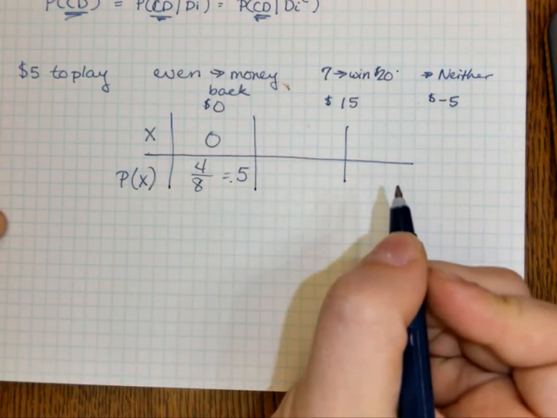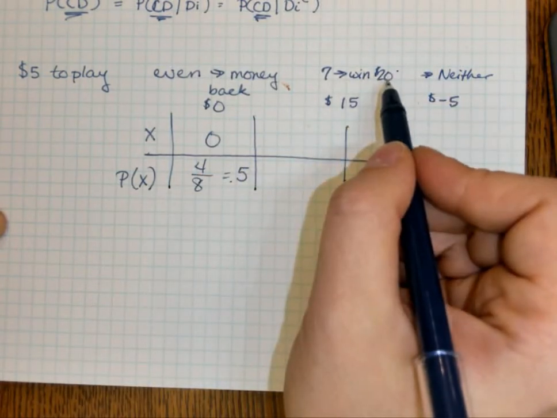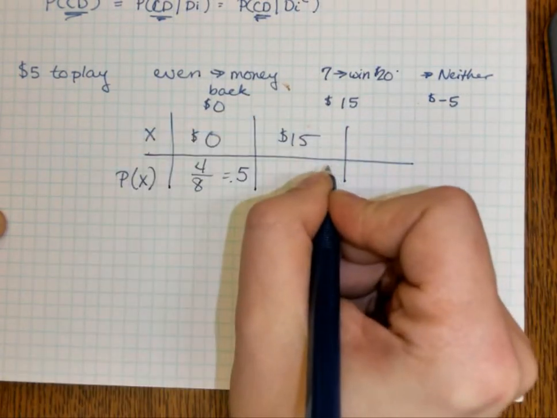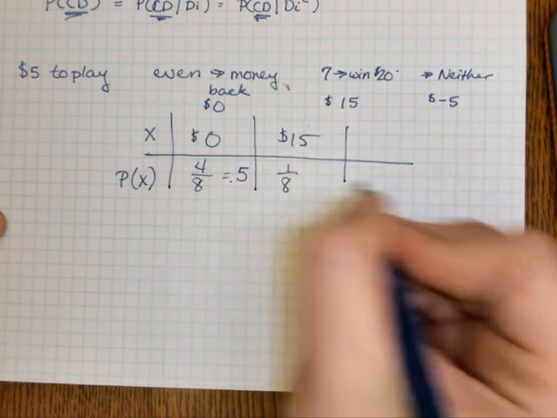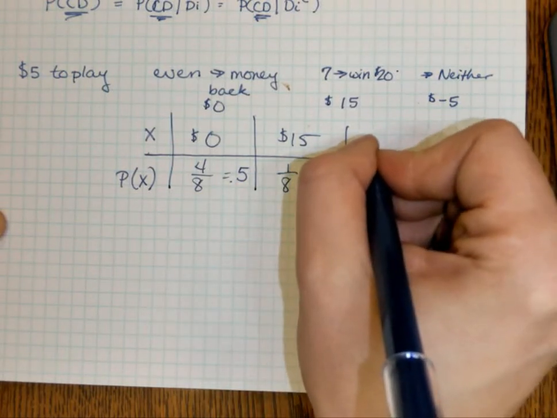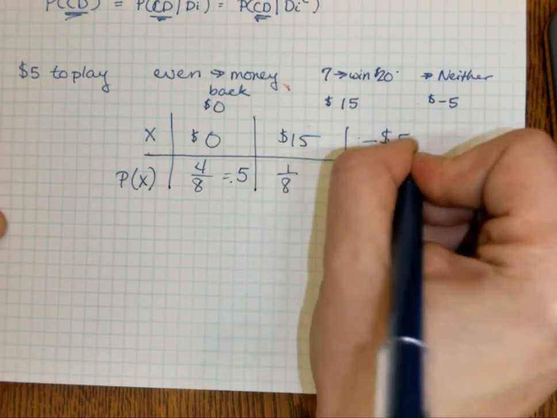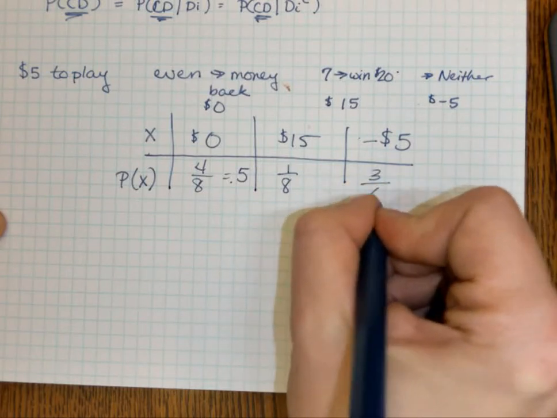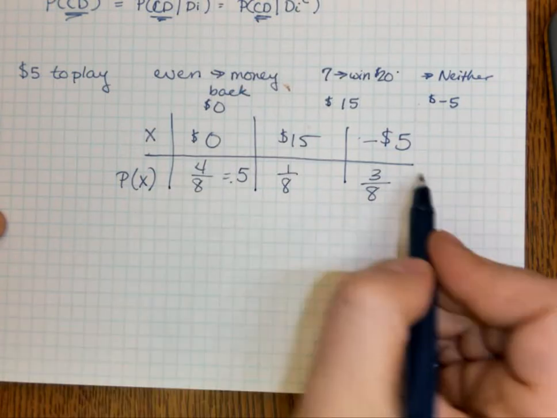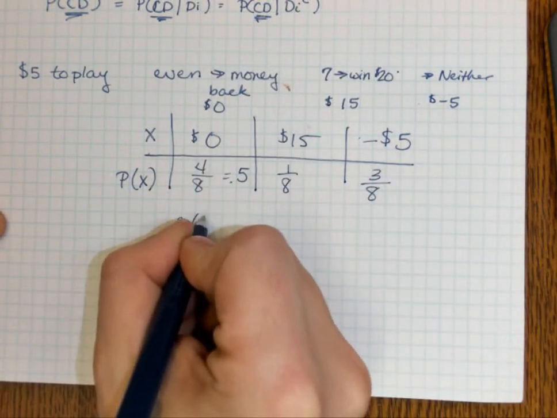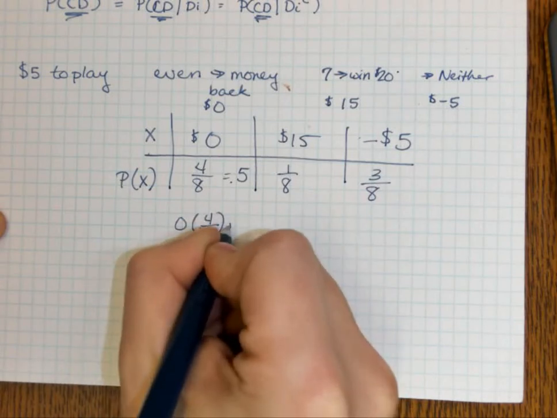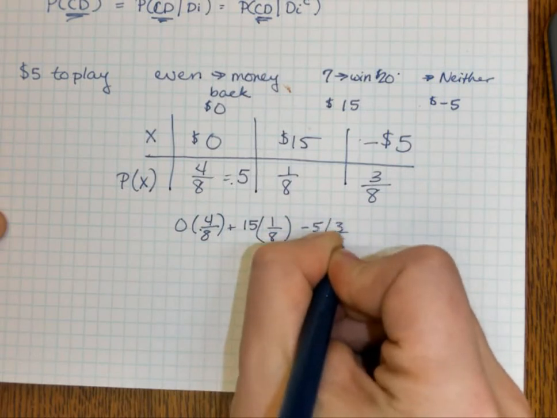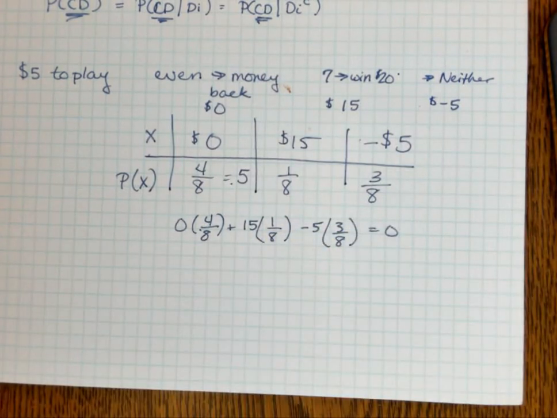Or 0.5. If it is a 7, I win 20 bucks. So that means I come back with $15. So how many of them are 7s? 1 out of 8. And that leaves me to walk away in the red with less money than I started with. How many 8s are left? 3. So to find my expected value, you can either type that into your calculator or say 0 times 4 8ths plus 15 times 1 8th minus 5 times 3 8ths. That walks away with 0.